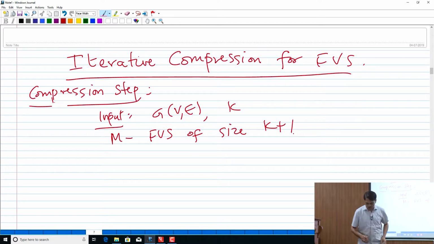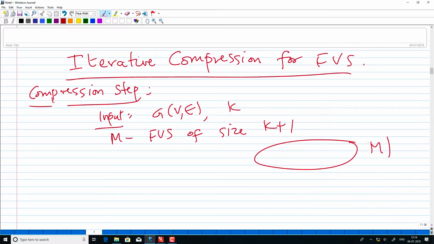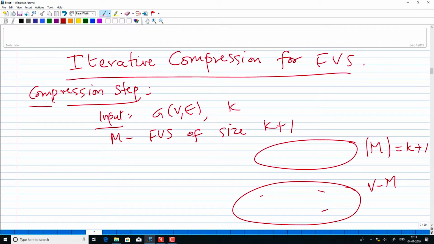Right? So let's look at a picture. This is M, this is k plus 1, and this is the remaining graph. What can you say about this graph? It's a forest. It's acyclic, because M is a feedback vertex set, which by definition covers all the cycles, so when you delete it, what you get is an acyclic graph. So this is a forest, which means it's a bunch of trees here.